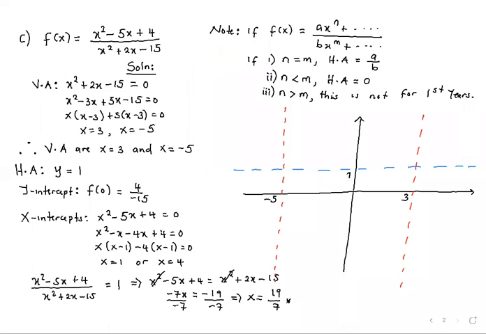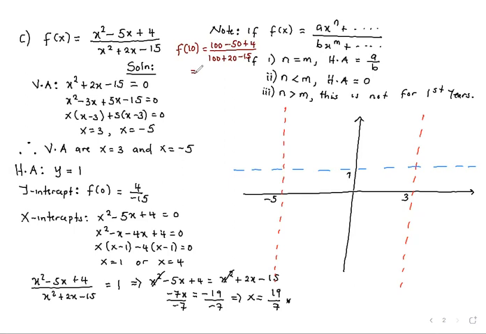Not f of 3, a number bigger than 3. So let's put 10. I think 10, because 10 is easy to use in calculations. So we have 100 minus 50 plus 4 over 100 plus 20 minus 15.